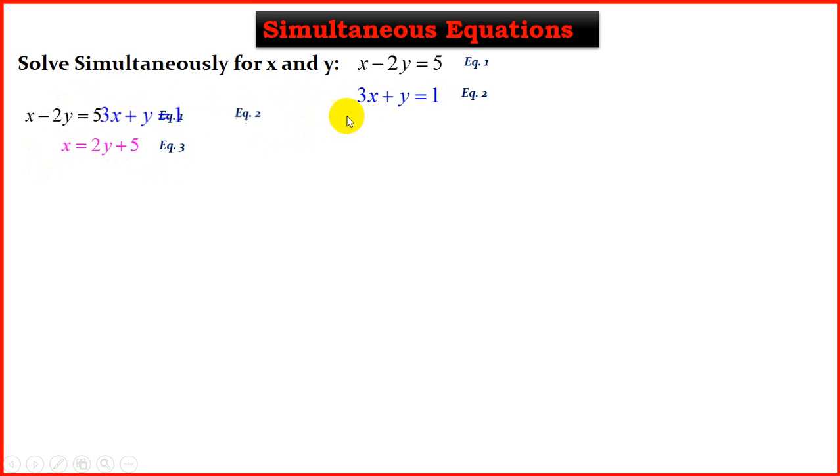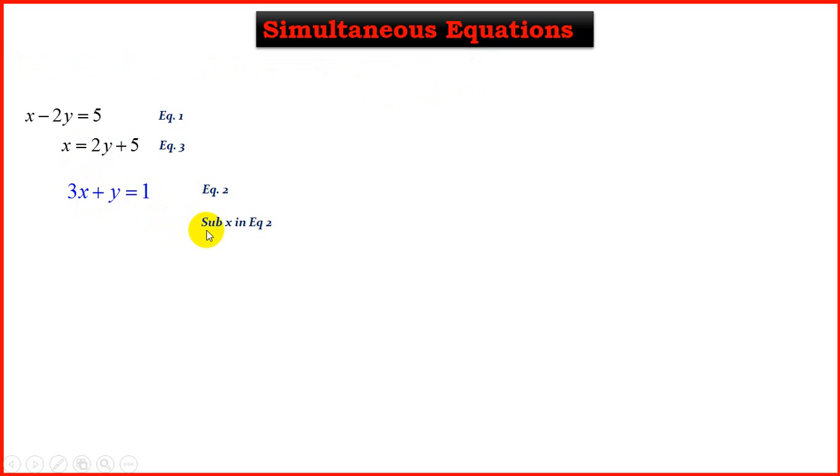Next, we're going to take equation 2, which I've brought to my left hand side, which states 3x plus y is equal to 1. Note, I've solved for x, so I can substitute the value of x in equation 2. So we're going to substitute x, which we solved for in equation 3, into equation 2. Where you see x, I'm now substituting 2y plus 5. We're now going to apply the distributive law. 3 times 2y is 6y, as you can see, and 3 times 5 is 15, plus y is equal to 1.